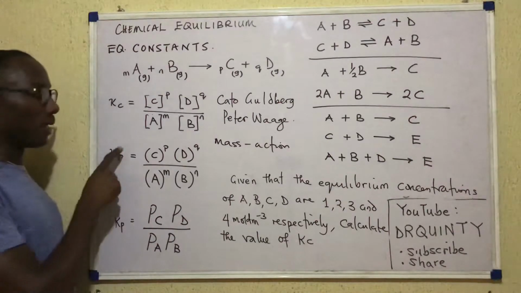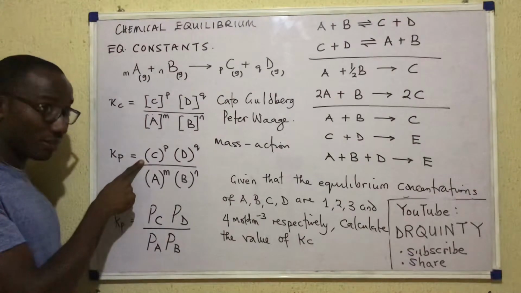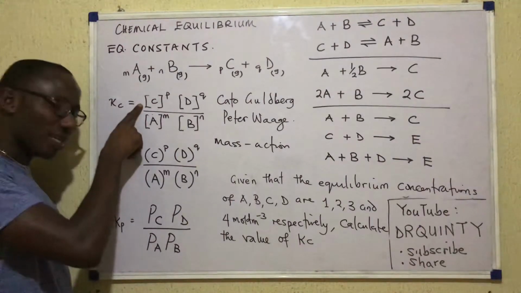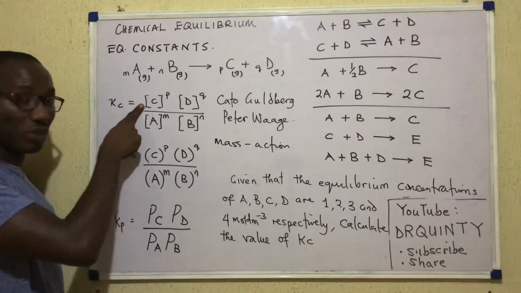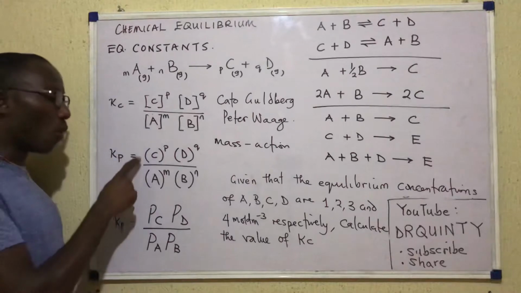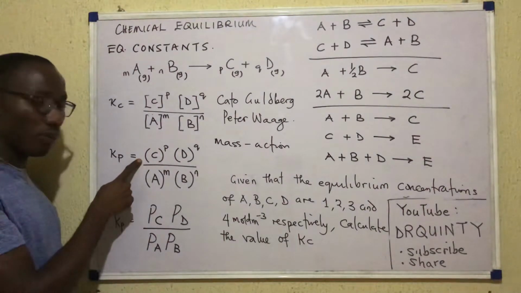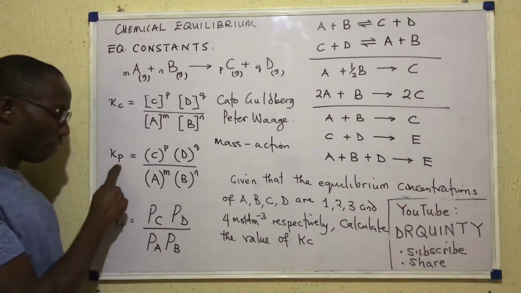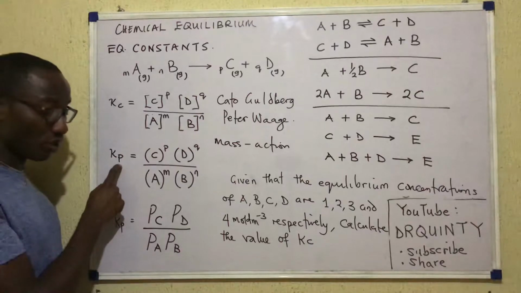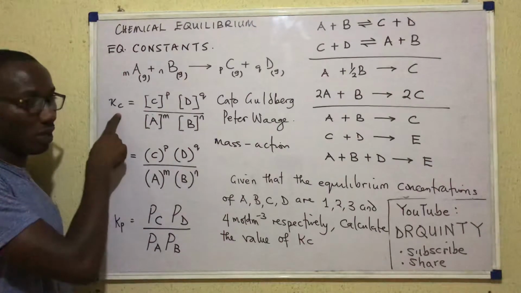Why? Because it is easier to talk about the partial pressure of a gas than to talk about the concentration of a gas. So concentration is more appropriate when we deal with aqueous solutions, but when we deal with gases, it's more appropriate to talk about the vapor pressure. So the Kp expression deals with vapor pressure, partial pressure now, whereas Kc deals with concentration.